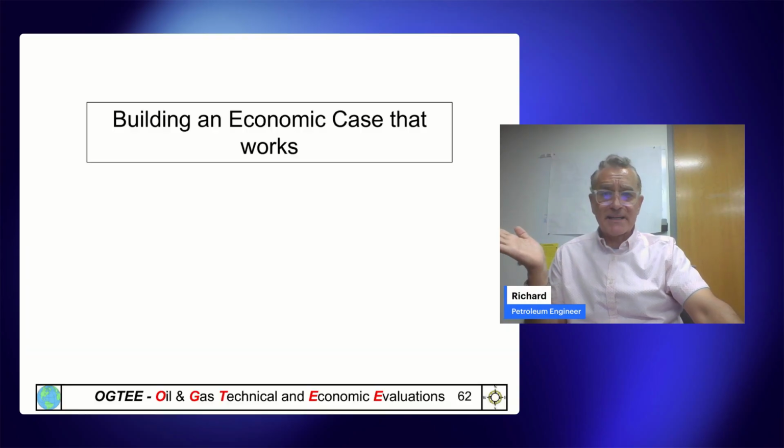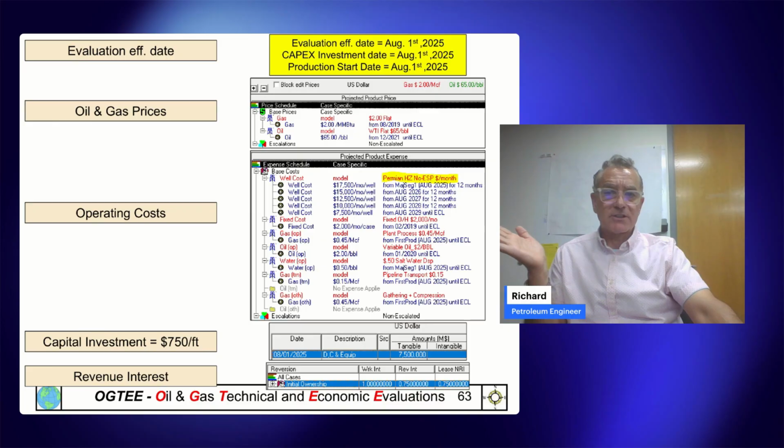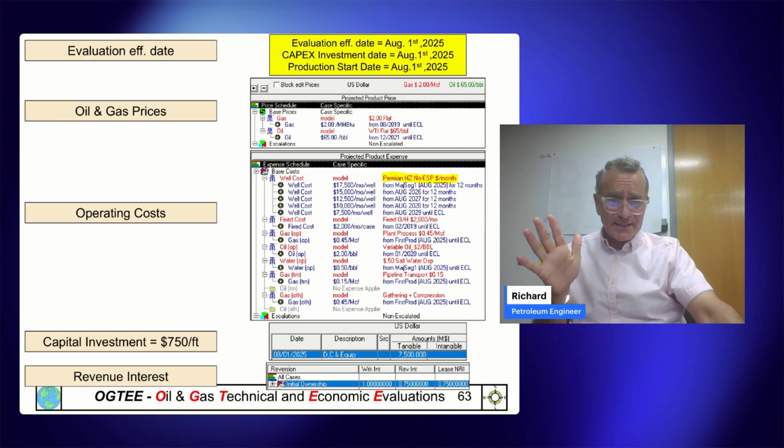Now I'm going to build an economic case out of it, and I'm just going to show you the process that I personally would go through. This has been fine-tuned obviously over years. What we're looking at here is an effective date, an investment date, and a production start date. Admittedly, if I'm doing detailed economics that take into consideration when I'm going to spend money and when I expect things to come on, I'm not going to have them lining up perfectly at August 1st. I just did this for the purposes of illustration.